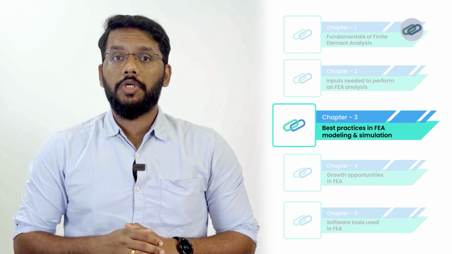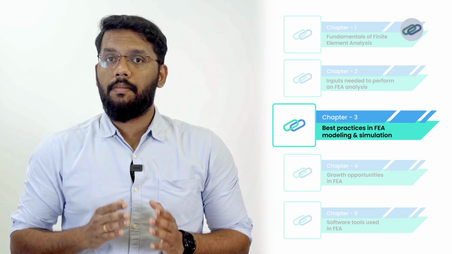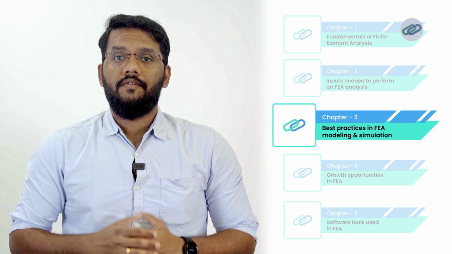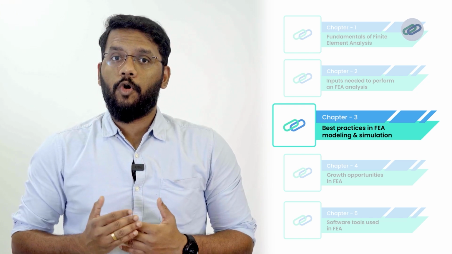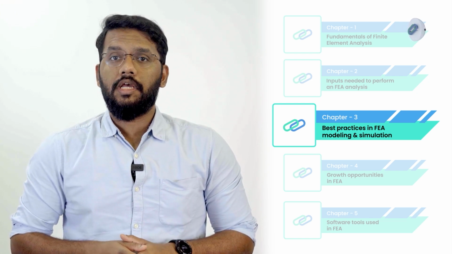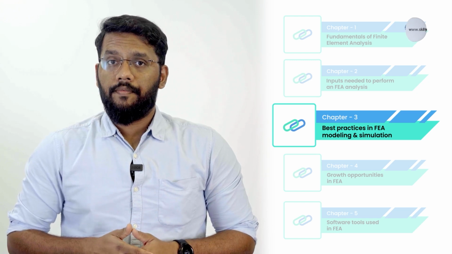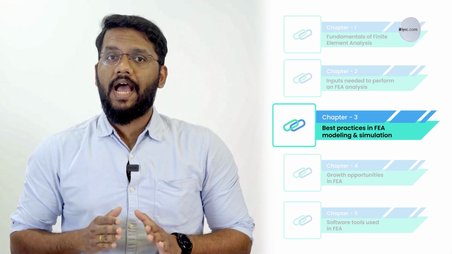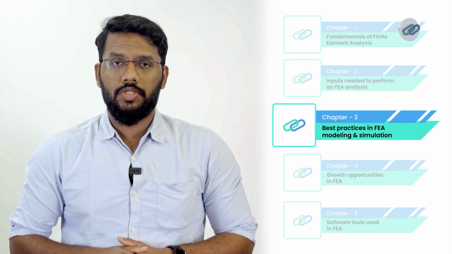In the third chapter, we will explore the best practices in FEA modeling and simulation. This chapter will focus on how to set up simulations that mimic real-world conditions, verify material properties, avoid stress singularities, and ensure convergence of results. These practices will help you achieve accurate and reliable simulations.